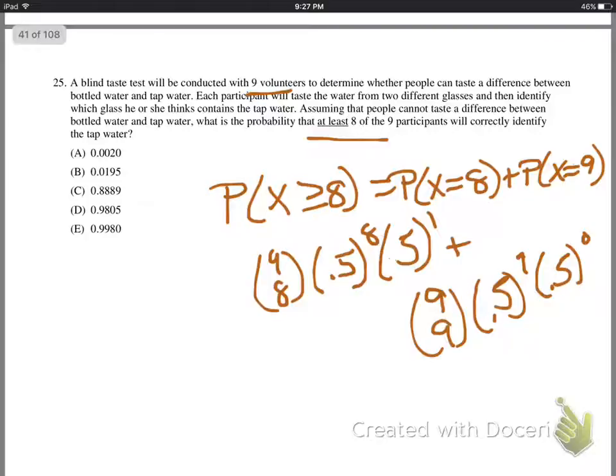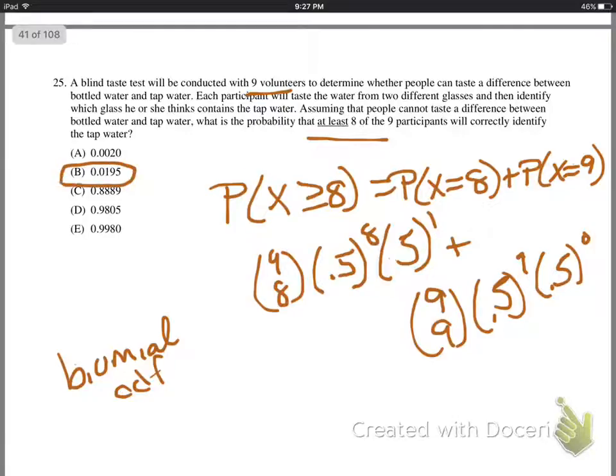Okay, so I am going to go to my calculator under distributions, and I'm going to go to binomial, but it's going to be CDF because it's cumulative. It's more than 1. All right, so I'm going to go to my graphing calculator, distributions, binomial CDF. My trials is 9, my probability is 0.5, and my X value is 8. And this will give me 8 and 9, okay? So I get 0.9980, which is E. And the answer is B.